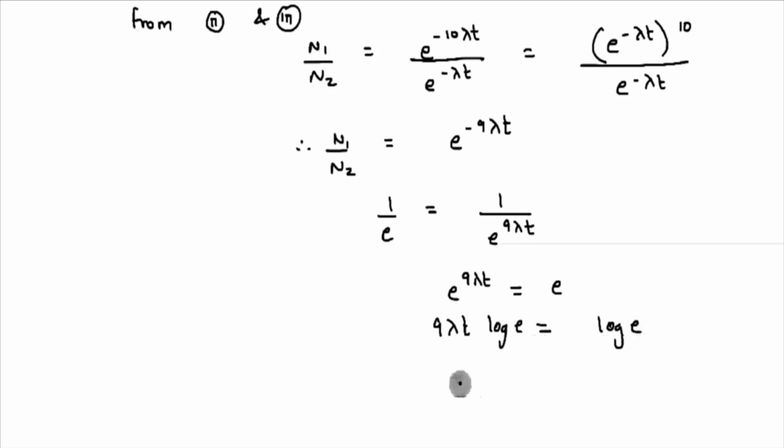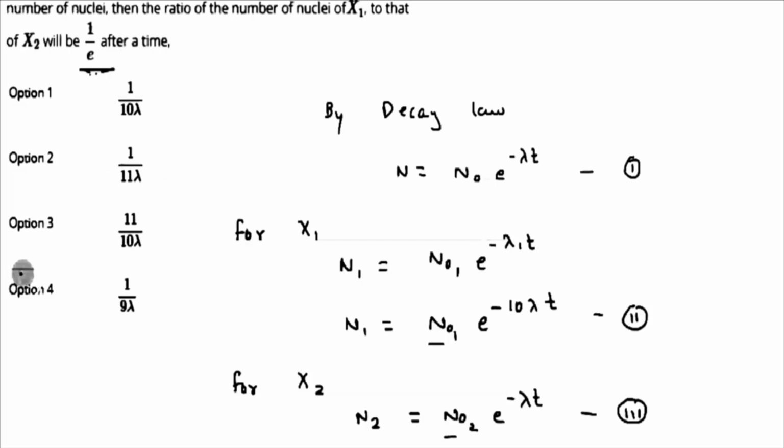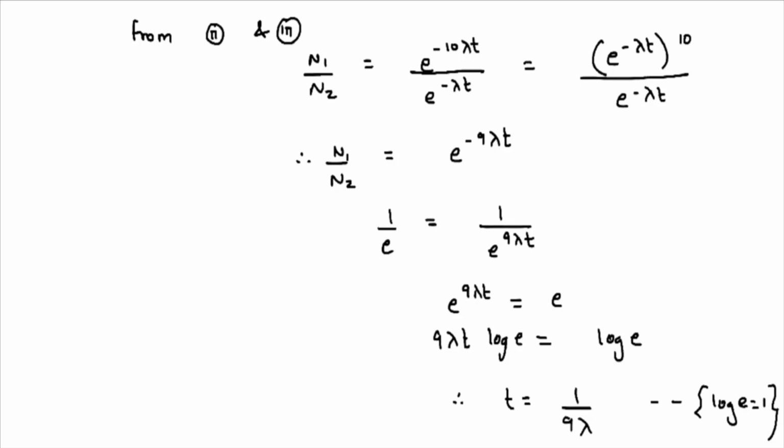Log e value is 1, so therefore the value of t comes out to be 1 over 9 lambda. This is the time we are getting, and the reason is that log e value is 1. So this is the answer we are getting to this question. If we compare it with the options, option D is the right answer. I hope you have understood the concept, and thank you for watching.